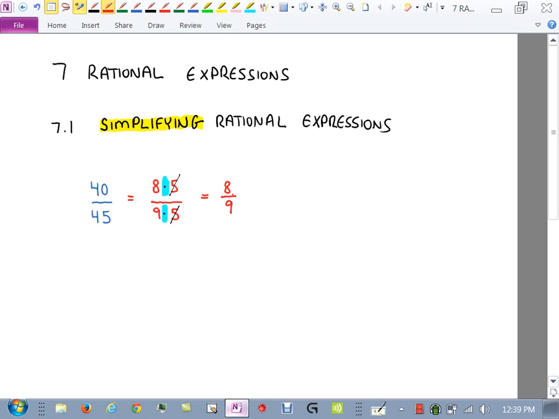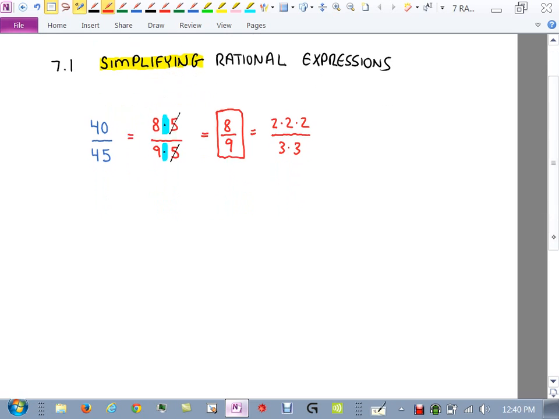Now, does that simplify any further? Well, is there something that goes into both of those? 8 is 2 times 2 times 2, isn't it? And 9 is 3 times 3. Do we have anything that's common on the top and the bottom there? No, so nothing cancels, right? So we're pretty much done when we get to the 8 over 9. Agree? That's what simplifying a rational expression is. However, ours are going to be more complicated than just 40 over 45.